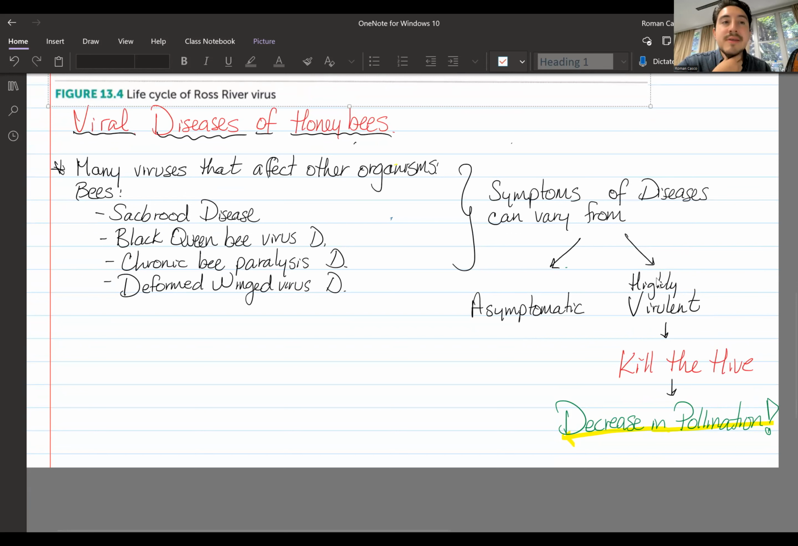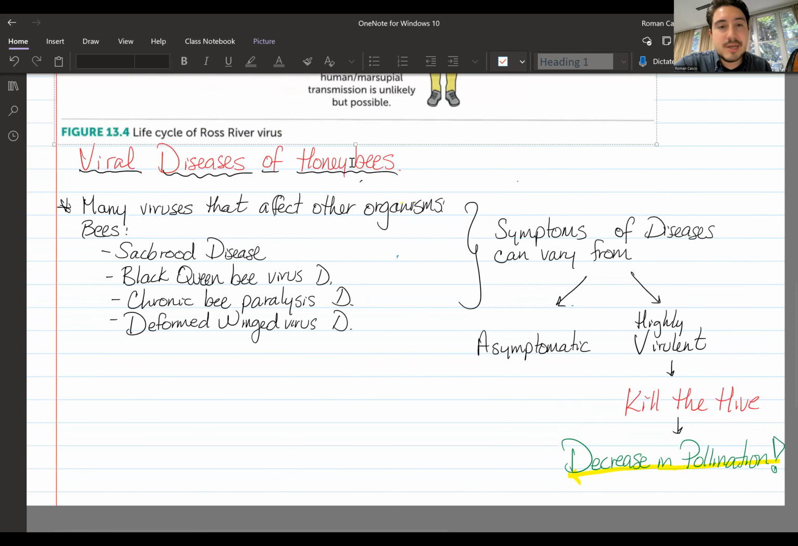are very virulent, their effectiveness of killing the hive is important to understand, because of course, if you kill a whole hive of bees, you're decreasing the population. The population gets decreased massively, right? And of course, there's a decrease in pollination. You don't get flowers reproducing. If you don't get flowers reproducing, that's a whole other trend in itself, right? That's a big problem in itself, right? So this is why it's important to understand how disease can affect bees.